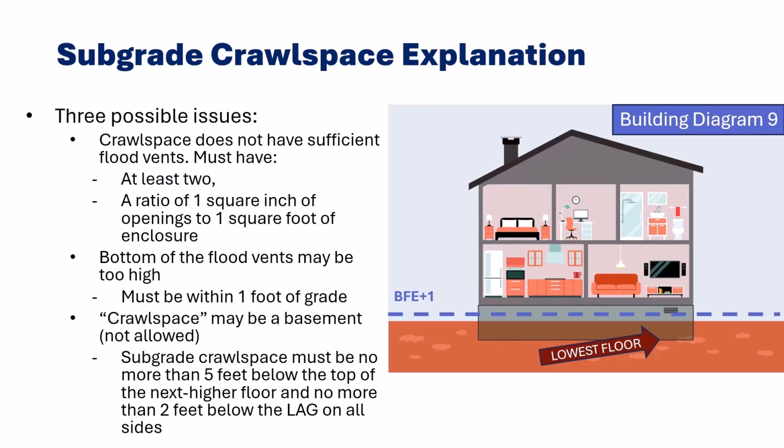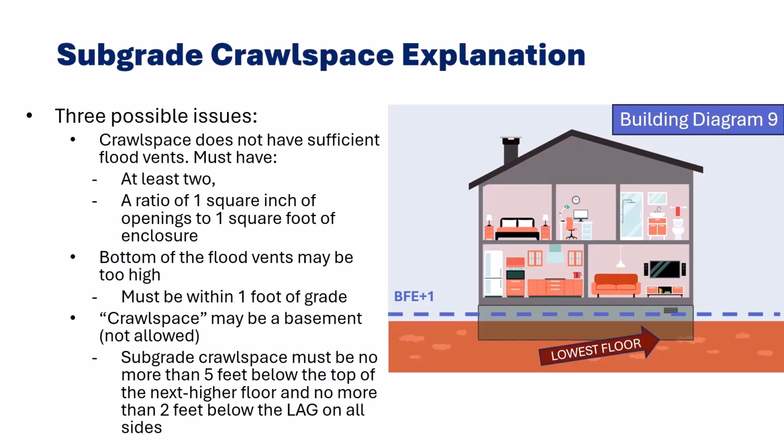There are a few possible issues here. If the crawlspace floor does not have sufficient flood vents, that crawlspace floor is the lowest floor for floodplain management purposes. Remember, there must be at least 2 flood openings with a ratio of 1 square inch of opening to 1 square foot of enclosure. So an easy fix here could be to add flood vents to the crawlspace, bringing the next higher floor to the lowest floor. It also could be that the bottom of the flood vents may be too high. Remember, flood vents must be within 1 foot of grade, either the interior or the exterior grade.